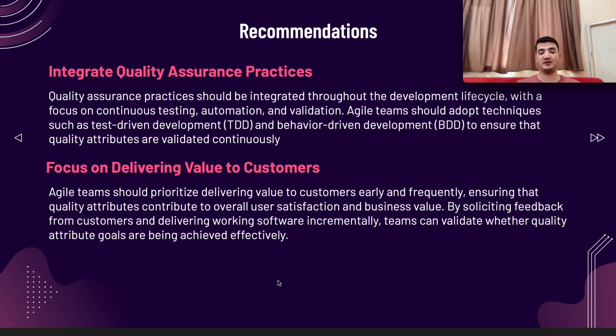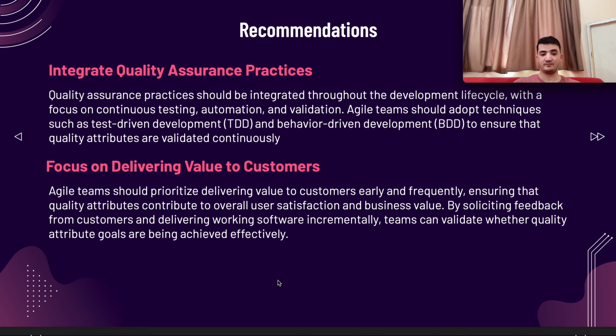And finally, you want to have a focus on delivering value to your customers. So you should prioritize delivering value to customers early and frequently, and you should ensure that your quality attributes contribute to the overall user satisfaction and business value. You can do this by soliciting feedback from customers and delivering them working software incrementally so they can take a look at it and give you their comments and feedback. This way teams can validate whether quality attribute goals are being achieved effectively.